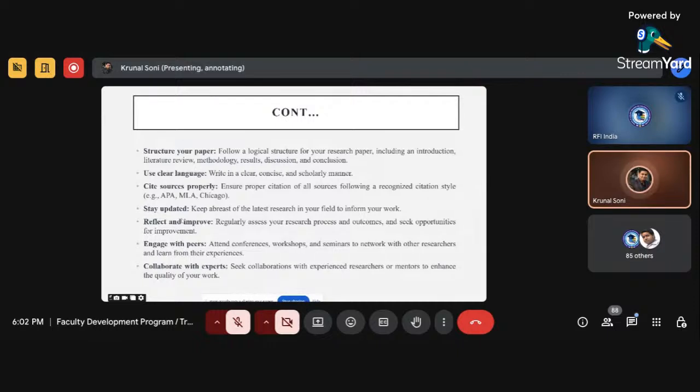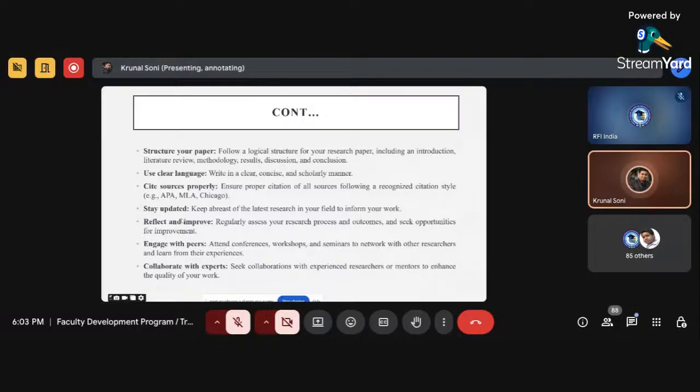Here we will discuss the logical structure of the paper. Research always starts with introduction, literature review, methodology, results, discussion, and conclusion. Referencing and bibliography is always going to come after the conclusion, right?